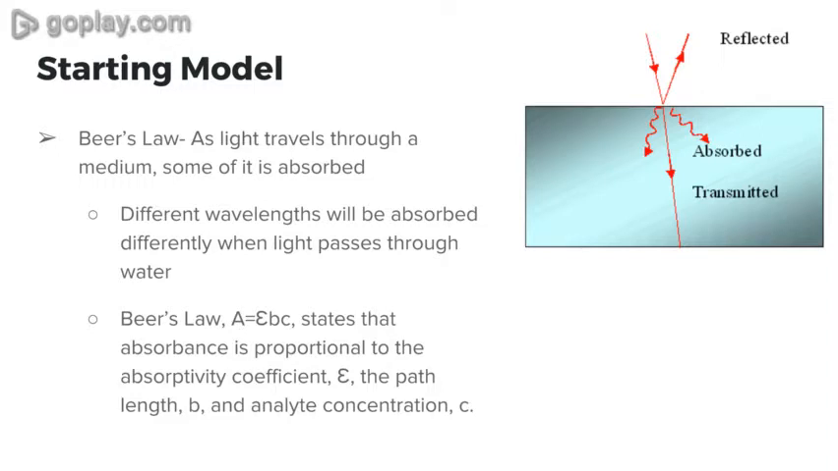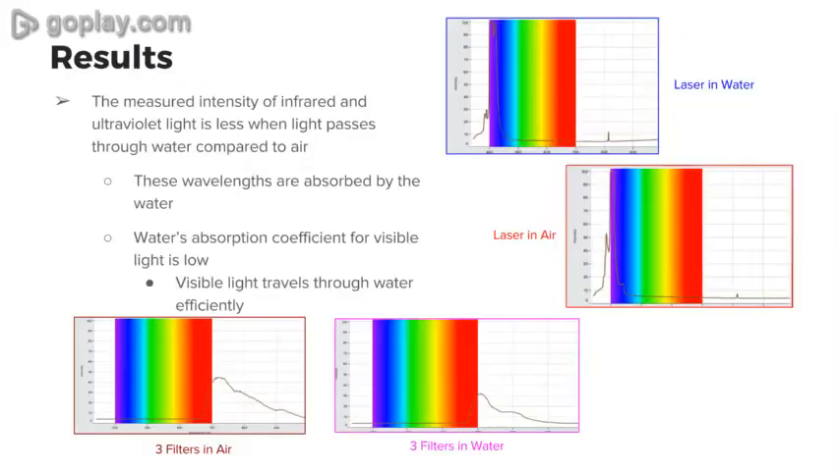For a starting model, we have Beer's law, which says, as light travels through a medium, some of it is absorbed. This means different wavelengths will be absorbed differently when light passes through water. Using Beer's law, we understand that the further light travels through a medium, the more it is absorbed. Beer's law states that the absorbance is proportional to the absorptivity coefficient, path length, and analyte concentration.